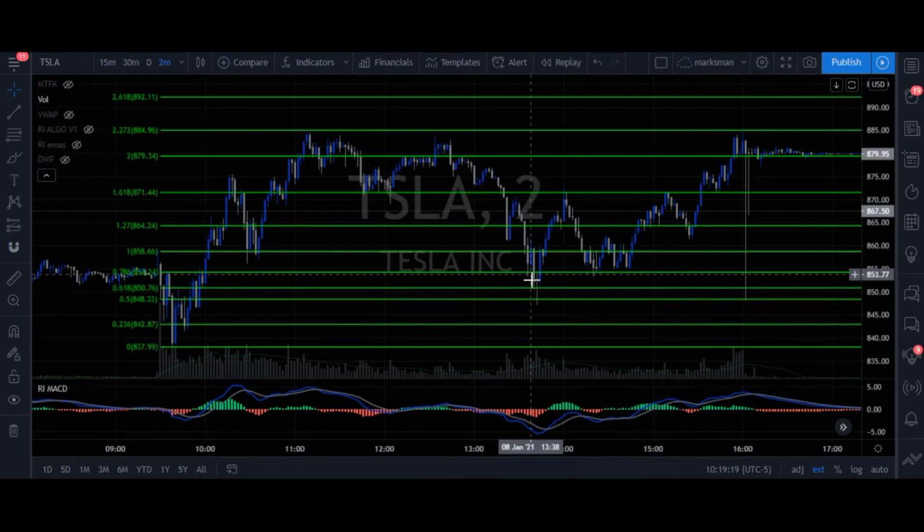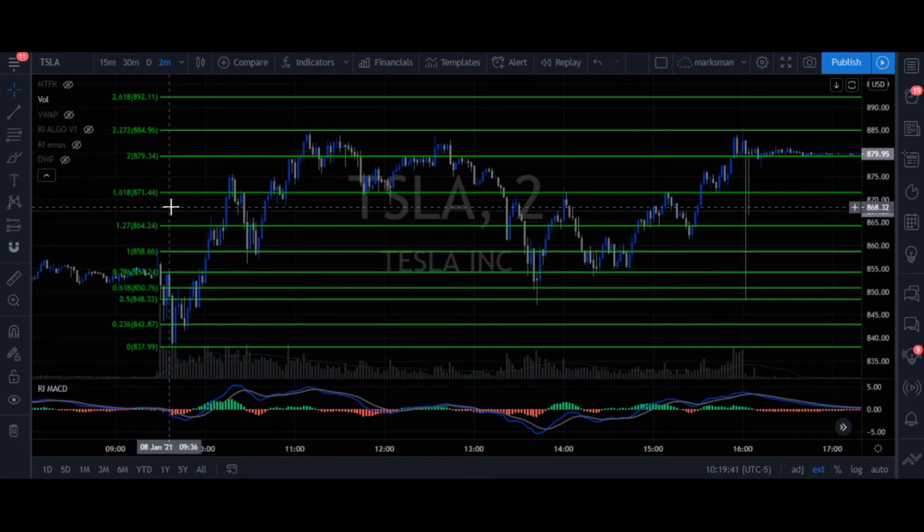But that's the nice thing about having these fibs on here. I'll turn them on and then turn them back off, and I'll keep snapping them on and off throughout the day if it's something that I'm playing. People are getting trapped here. But if you had these fibs here, you would know, okay, if it closes under this 848 area, I'll be looking to short it.